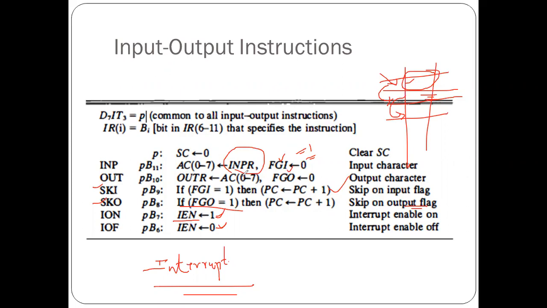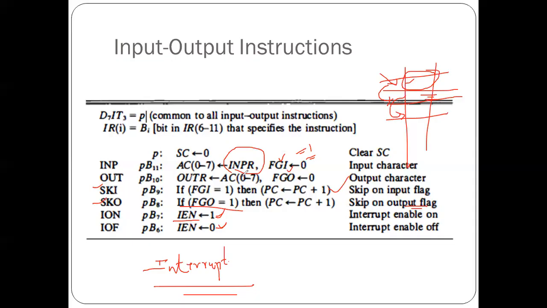So in every case, whether it is an input operation or an output operation, the CPU has to check the flags, the input flag FGI or the output flag FGO. If any one of these flags is 1, then only the CPU will perform an IO activity, either input or output. Otherwise, the CPU has to wait for the readiness of the input or output device.